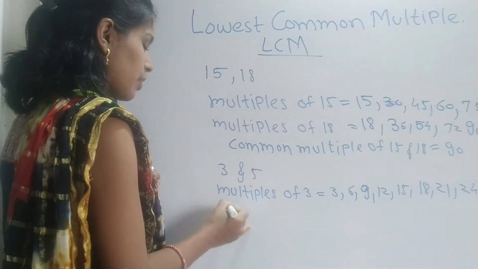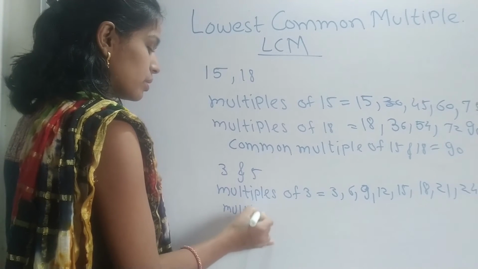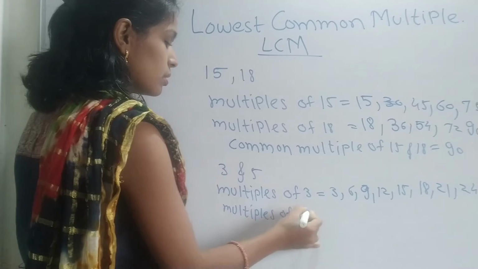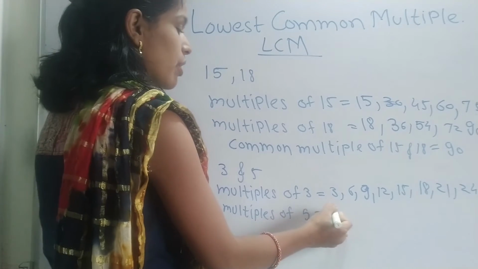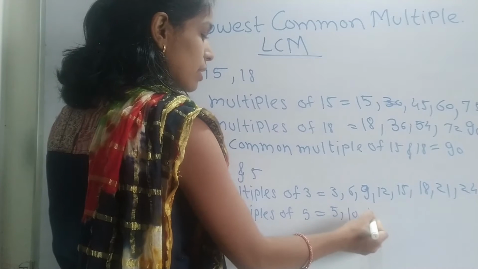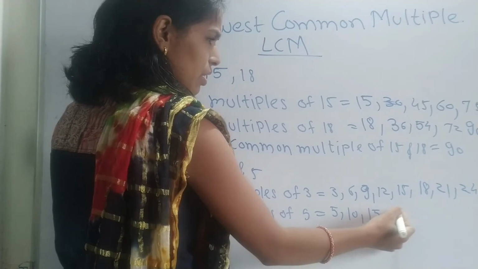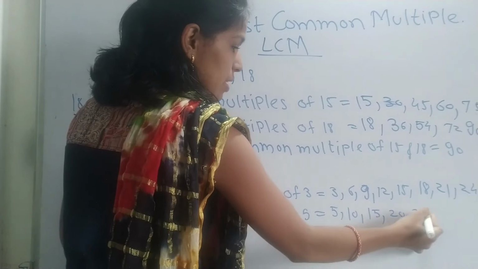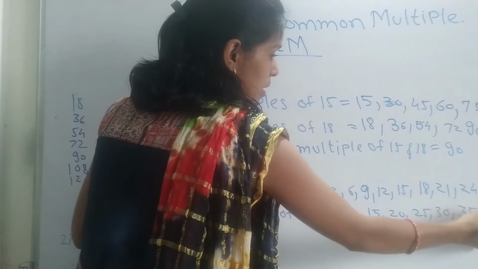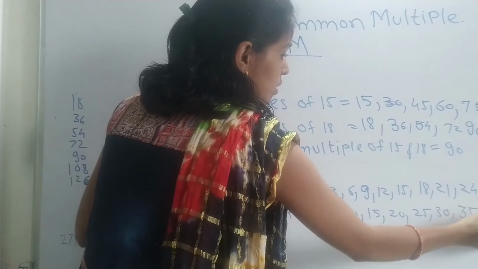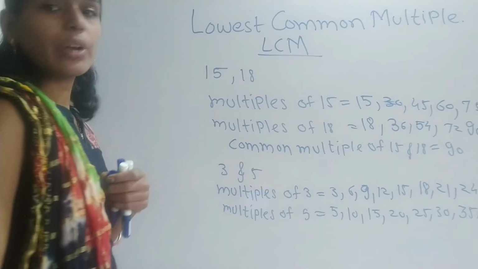And the multiples of 5. What are the multiples of 5? Multiples of 5 are 5 1s are 5, 5 2s are 10, 5 3s are 15, 5 4s are 20, 5 5s are 25, 5 6s are 30, 5 7s are 35, 5 8s are 40. Okay, these are the multiples of 5.